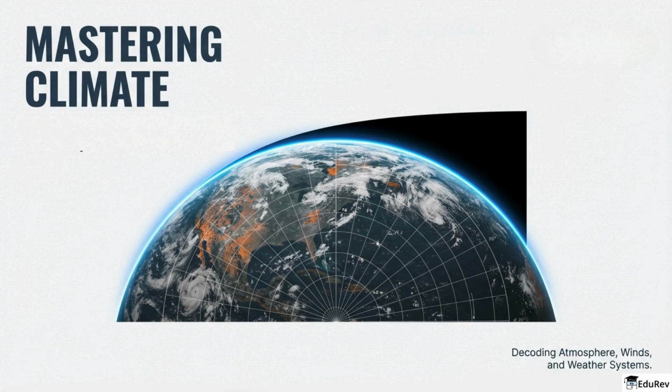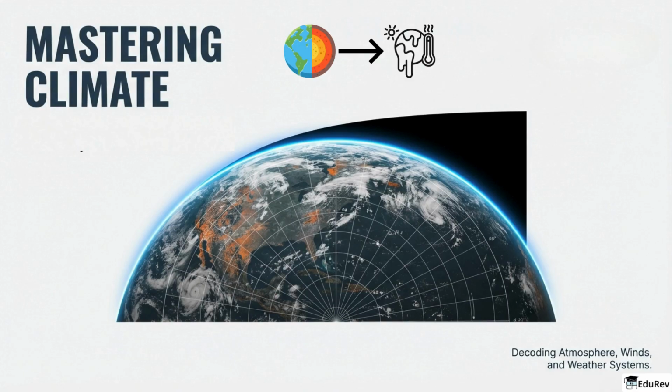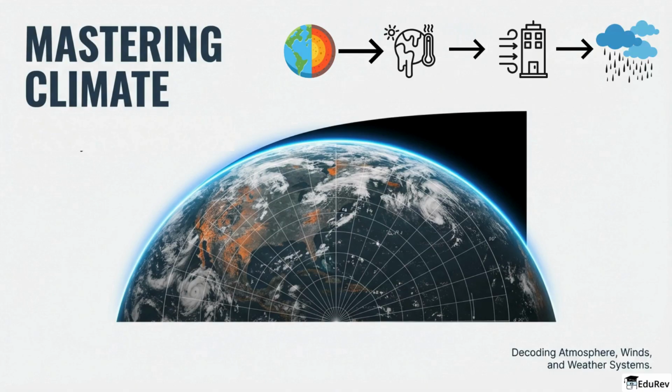This video is your climate foundation, the kind that stops geography from feeling like a collection of random chapters. We'll move in a clear chain. First, the atmosphere and its layers, then why temperature changes from place to place, then the global wind pressure engine, and finally, how that engine produces rainfall systems, monsoons, cyclones, and fair weather. If you understand this properly once, you won't need to memorize climate again. You'll be able to explain it.